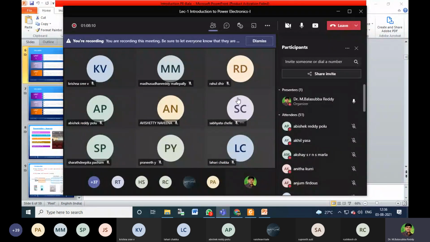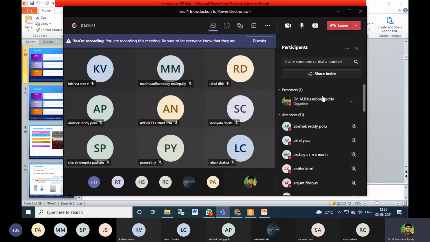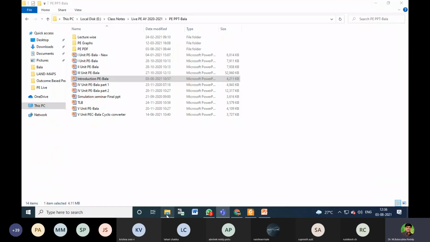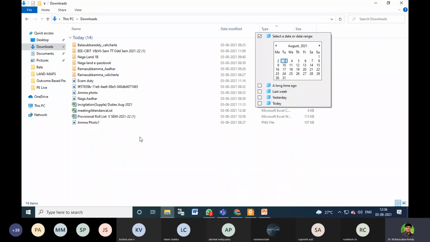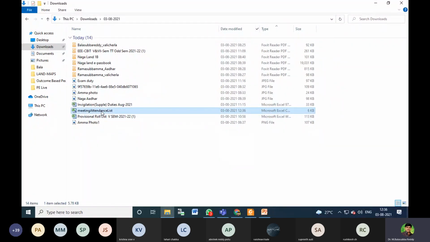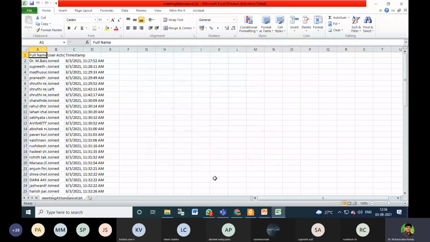And attendance is 51. I will take attendance directly. I will download this sheet and show you if you want to see the attendance. I will share that also, because the attendance part will give the time you joined, when you left, and how many times you joined and left. All these things are going to be displayed here. I will share my screen now.